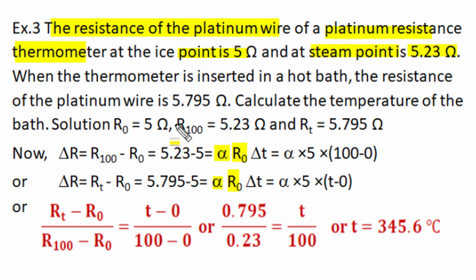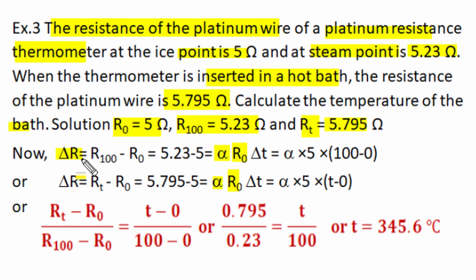Now this thermometer is inserted in a hot bath and the resistance of the platinum wire is found to be 5.795 ohm, even higher than the steam point resistance. That means this hot bath temperature is higher than 100 degrees Celsius. We have to calculate the temperature of the bath. So here it is given that at 0 Celsius the resistance of the platinum wire is 5 ohm, at 100 degrees it is 5.23 ohm, and at hot temperature T, which we have to find out, the resistance is 5.795 ohm.